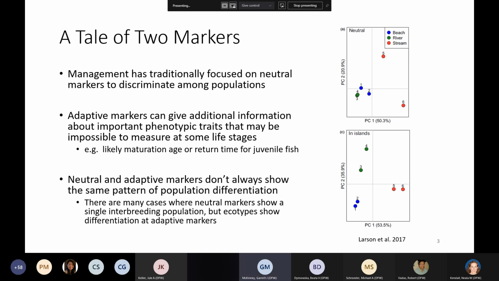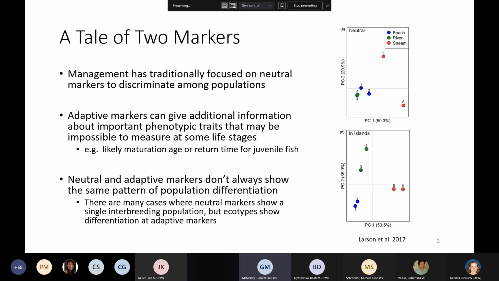Traditionally, management has focused on using neutral markers to discriminate among populations. And in general, this works well, but adaptive markers can give us more information. One of the things we can do is use them to get information about important phenotypic traits that might be impossible to measure at some life stages, such as likely maturation age or return time for juvenile fish.